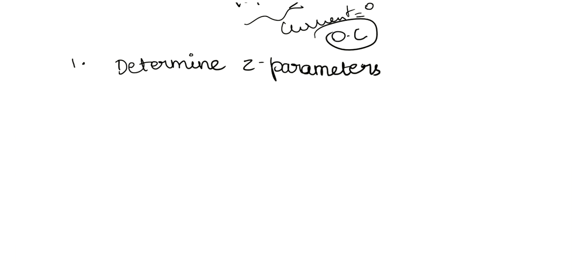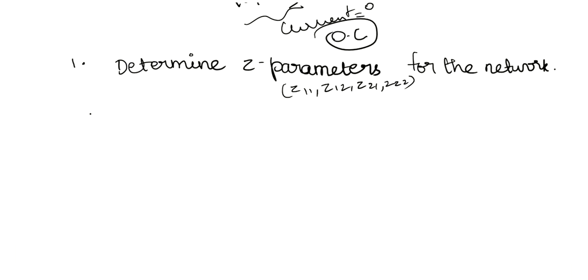The first question is: determine the Z parameters. You are going to find all four terms: Z11, Z12, Z21 and Z22. They are not mentioned, you just understand it yourself. Determine Z parameters for the network. Copy it down in your notes. Don't miss any sum, each and every sum gives a different idea. The network will be like this.